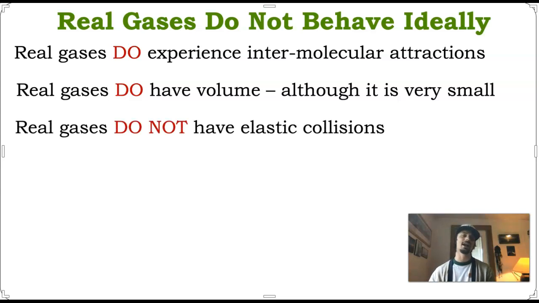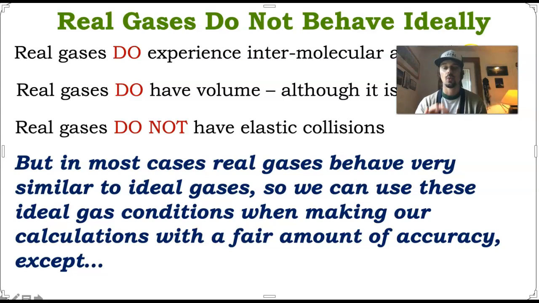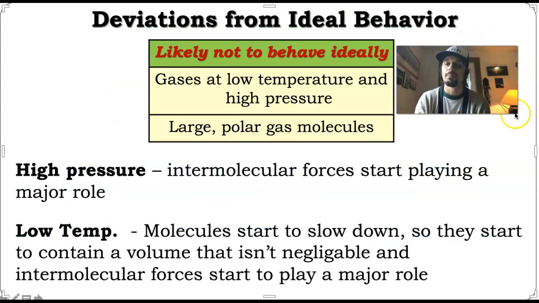Real gases do not have elastic collisions. When they run into each other, and you'll learn about this more in physics, some energy is lost as heat. Okay, but we're going to ignore that, again, to be able to use our ideal gas equation. But in most cases, again, real gases behave very similar to ideal gases, so we can use these ideal conditions when making our calculations with a fair amount of accuracy, except there's going to be a couple conditions.